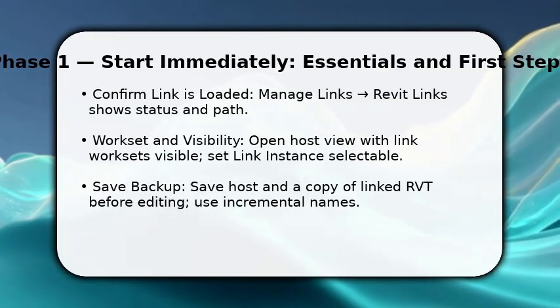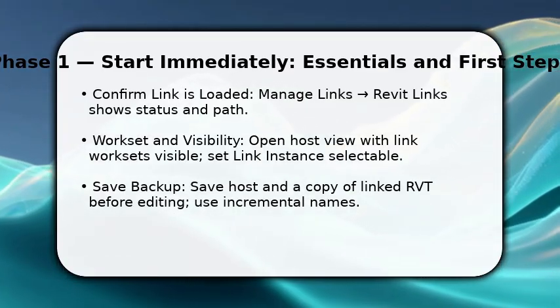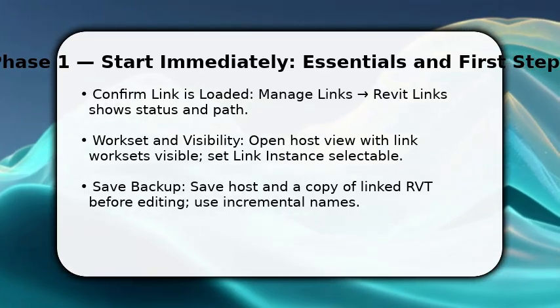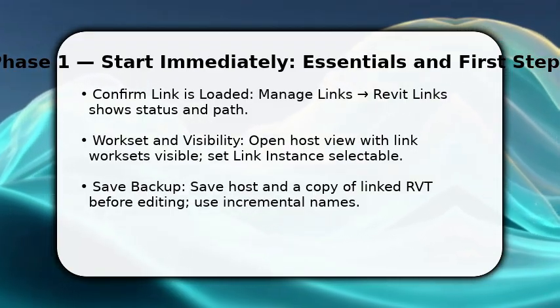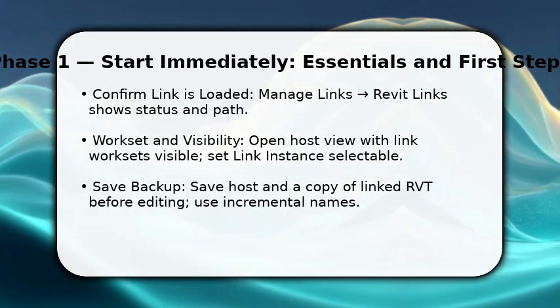You start by opening the host file and locating the Revit link you intend to edit. You need the link to be loaded and selectable, so open Manage Links and verify its path and status. Once done, enable the link worksets and turn on link visibility in the view. This lets you see and pick elements.